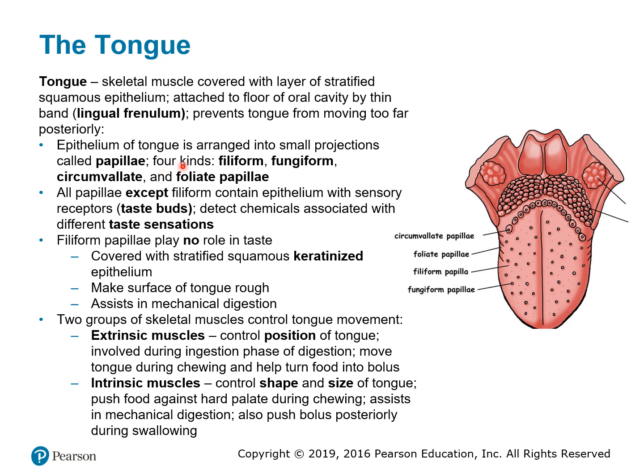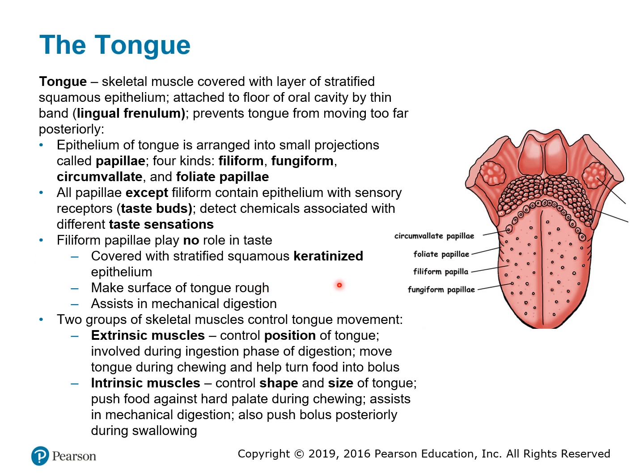So all papillae except the filiform, they contain epithelial sensory receptors, taste buds that are helping you taste any chemicals, any food, any textures of the food as well. The filiform papillae have no role in taste, but they do have squamous keratinized epithelium, which makes your tongue rough and tough, and it also helps with mechanical digestion.